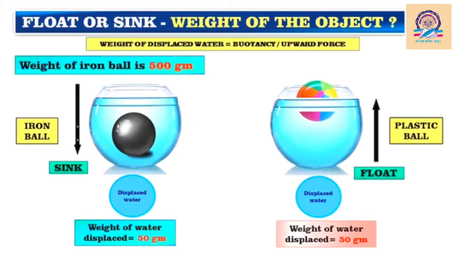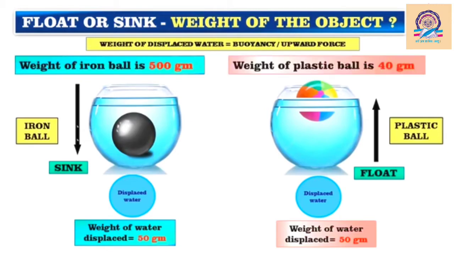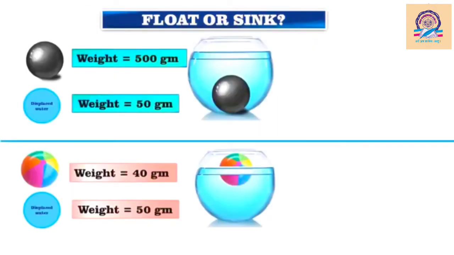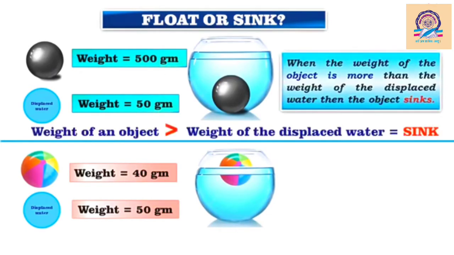Here comes the second important factor, that is the weight of the object. Here the weight of the iron ball is 500 grams and the weight of the plastic ball is 40 grams. The weight of the iron ball is 500 grams and the weight of displaced water is 50 grams. Here the weight of the iron ball is more than the weight of the displaced water. When the weight of the object is more than the weight of the displaced water, then the object sinks.